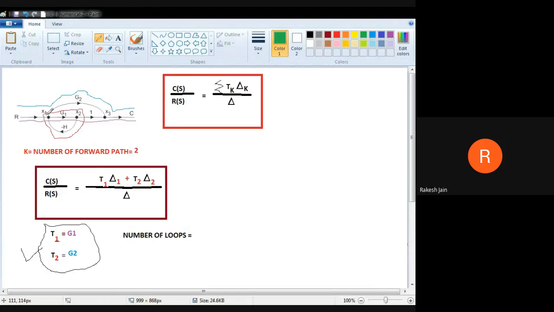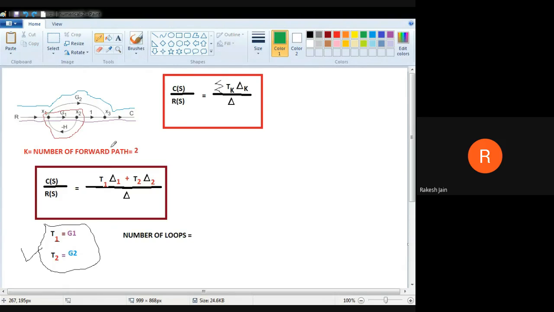Now I am talking about the second loop. I start from x1, and on the basis of the direction of the g2 gain, I reach x3 directly. But I cannot close it because the direction of the 1 branch is opposite to my direction, so this is not a loop.